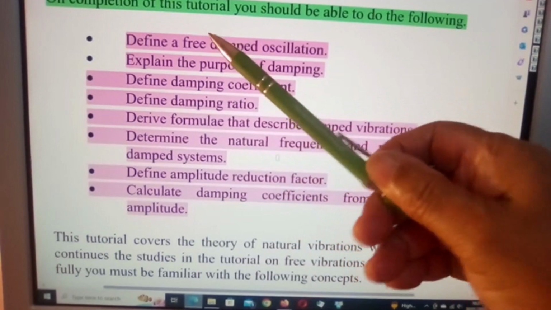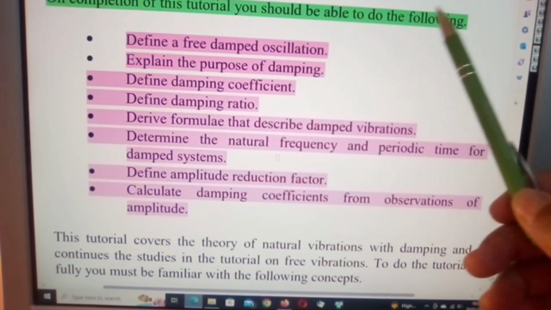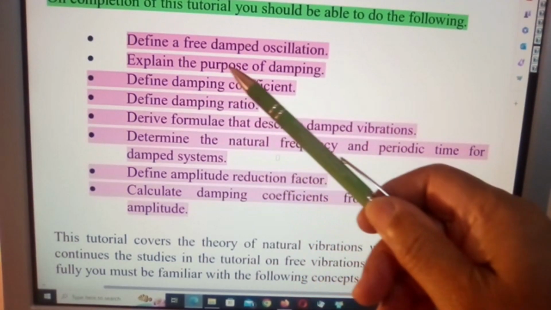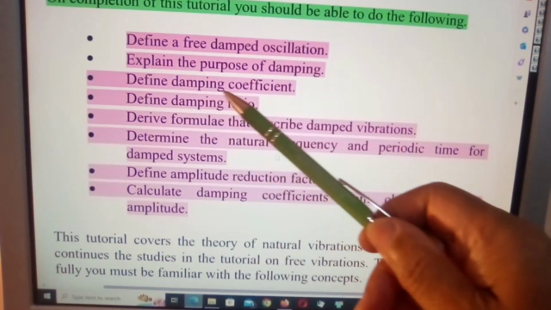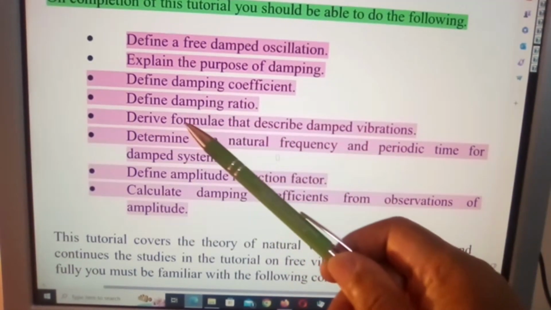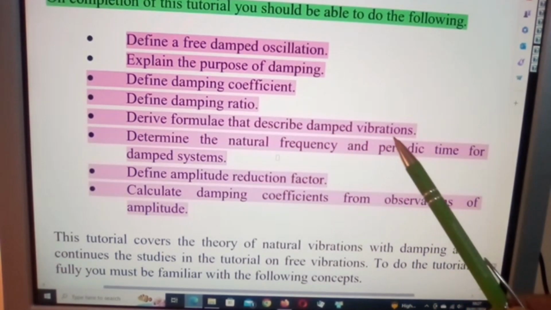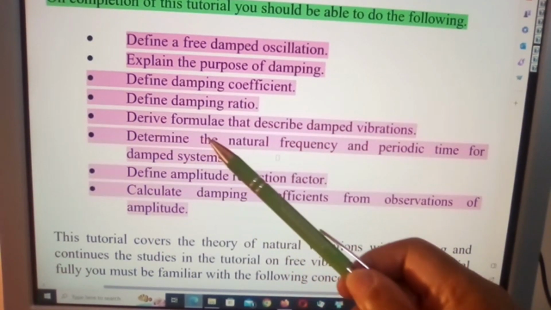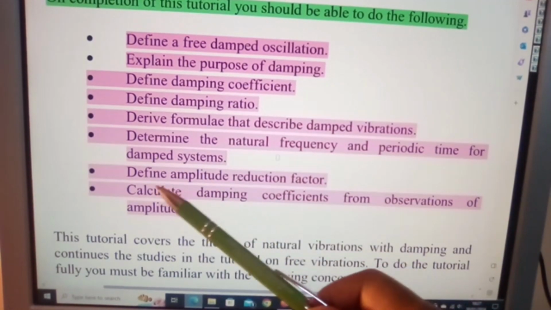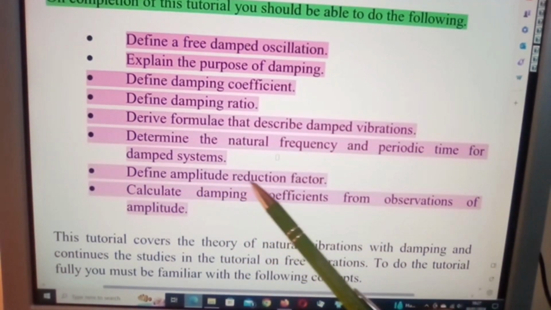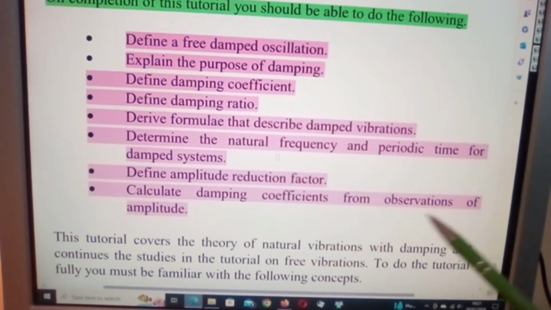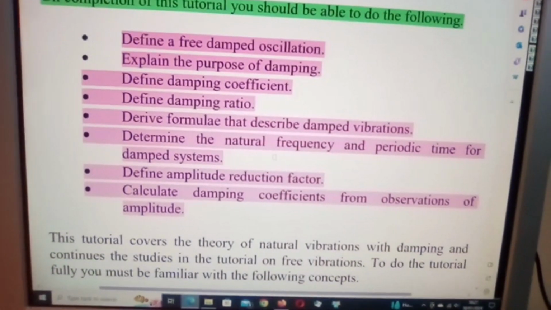on completion of this tutorial, you should be able to do the following. Define a free damped oscillation, explain the purpose of damping, define damping coefficient, define damping ratio, derive formulae that describe damped vibrations, determine the natural frequency and periodic time for damped systems, define amplitude reduction factor, calculate damping coefficients from observations of amplitude.